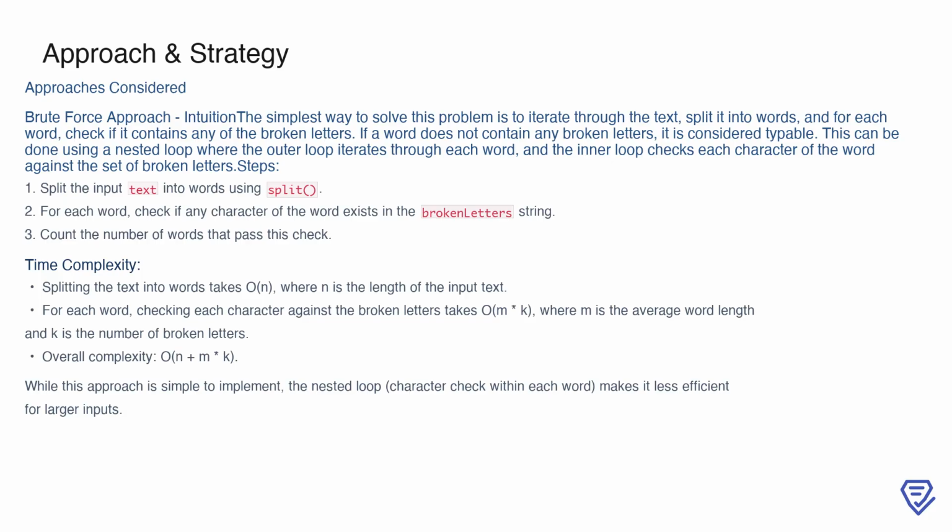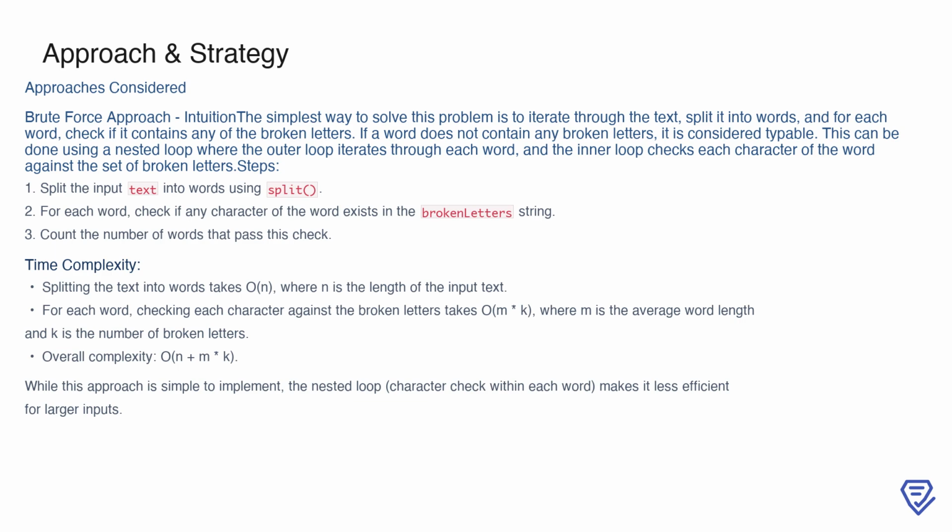To implement this, the process begins by splitting the text into words using the split function. Then, for each word, we check every character in that word to see if it matches any of the characters in the broken letters string. If a word passes this test, we increment our count of typable words. While this method is quite simple to implement, it does have limitations in terms of efficiency.